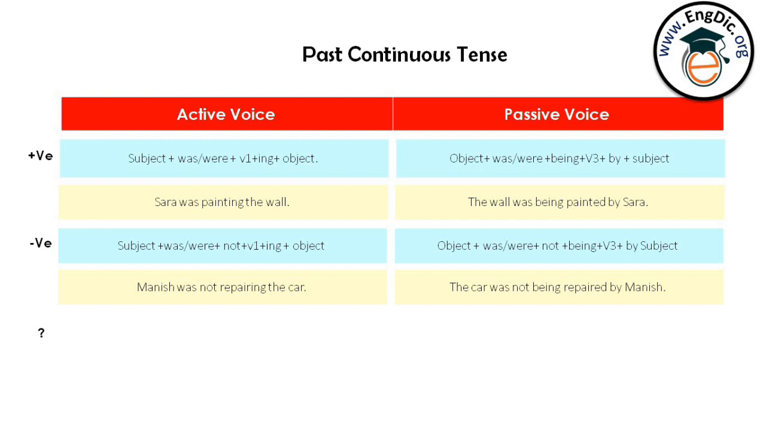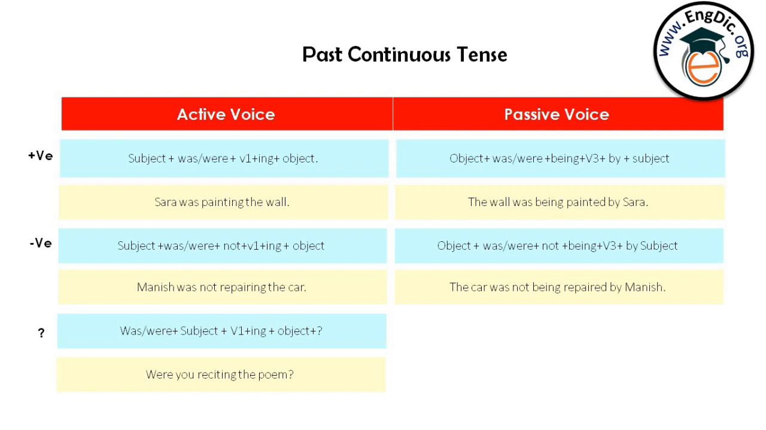Moving towards the interrogative sentence, the active voice is: first we have to put was/were, then the subject, then the first form of verb plus ing, the object, and yes, the question mark. So, for example, were you reciting the poem? Now here we have put were at the start of the sentence, and then the subject, you, and then the first form recite plus ing, reciting, and then the object, the poem, and then the question mark.